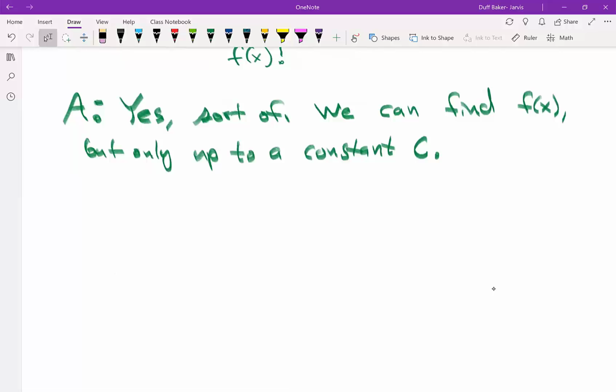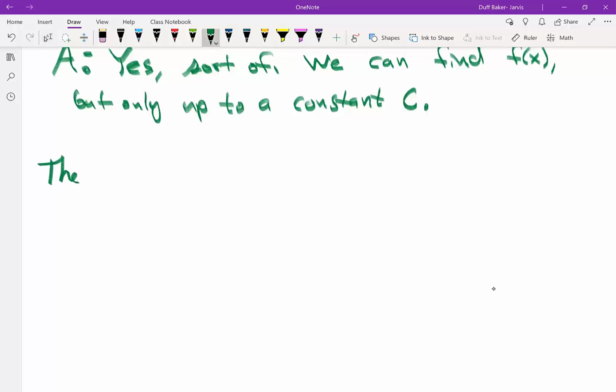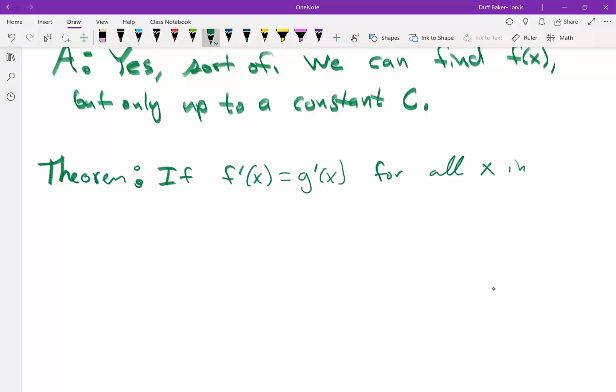So again, what we're trying to do is we're asking, if we're given the derivative, how do we go backwards and find the original function? And we did briefly have a theorem about this that I want to remind you of, because it's the basis for everything here. We had this theorem when we talked about the mean value theorem that said that if you have two derivatives that are equal on an interval, say a to b.